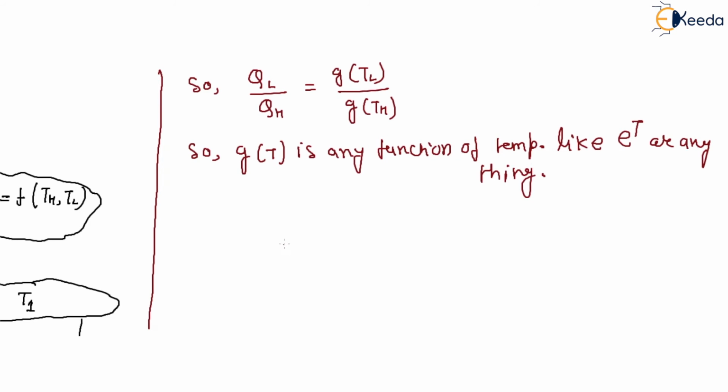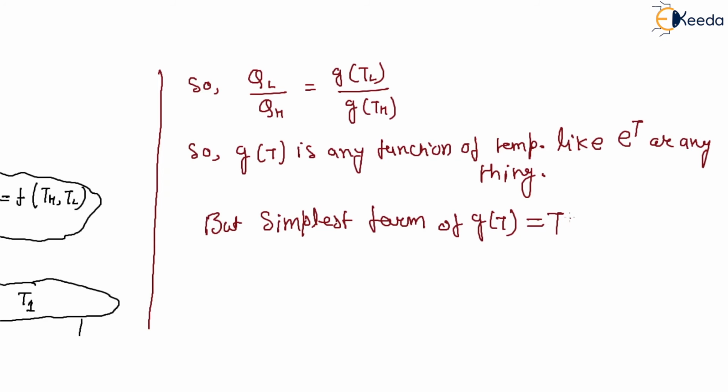But what is the simplest form? The simplest form of g as a function of T is T. This is the very simplest form. But it could be anything: e to the power T, quadratic, exponential, logarithmic, log T, anything. But the simplest form is g(T) equal to T.